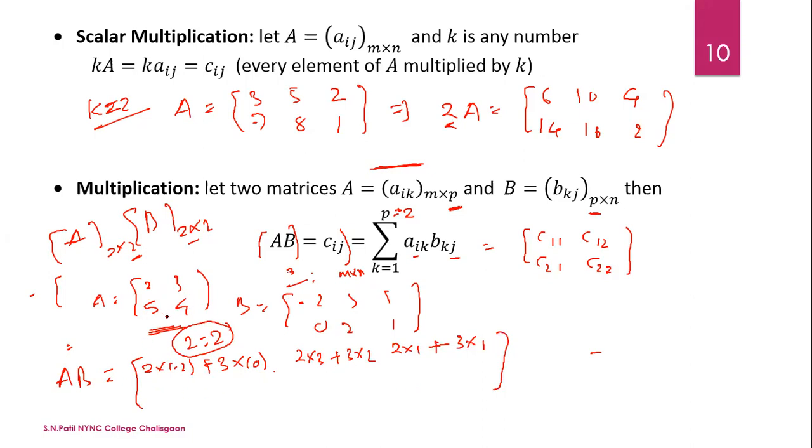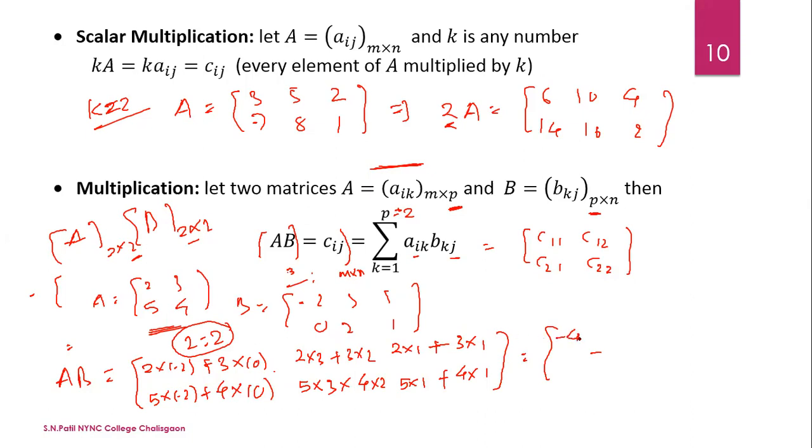Now next, second row is multiplied to the first column, that is 5 into minus 2 plus 4 into 0. Now next, second row multiplied to the second column, that is 5 into 3 plus 4 into 2. Now second row is multiplied to the third column, that is 5 into 1 plus 4 into 1.